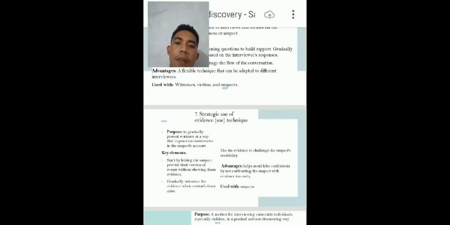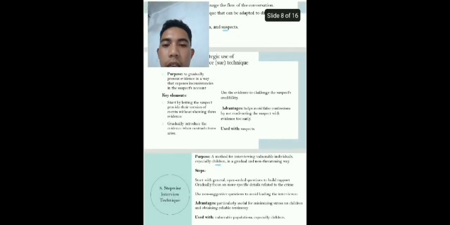The advantage is it helps avoid false confessions by not confronting the suspect with the evidence too early. Used with suspects. Next is the stepwise interview technique. The purpose is a method for interviewing vulnerable individuals, especially children, in a gradual and non-threatening way.